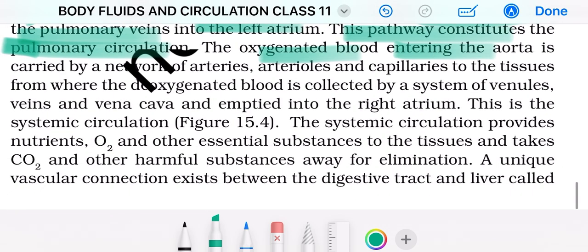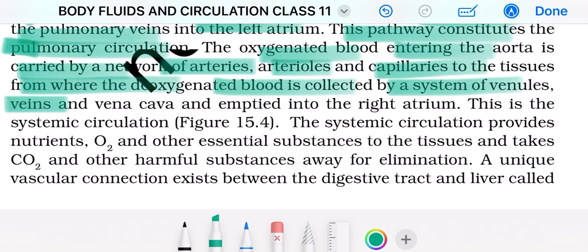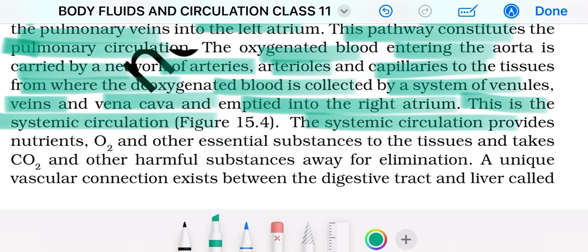The oxygenated blood entering the aorta is carried by a network of arteries, arterioles, and capillaries to the tissues, from where the deoxygenated blood is collected by a system of venules, veins, and vena cava and emptied into the right atrium. This is the systemic circulation. The systemic circulation provides nutrients, oxygen, and other essential substances to the tissues and takes carbon dioxide and other harmful substances away for elimination.